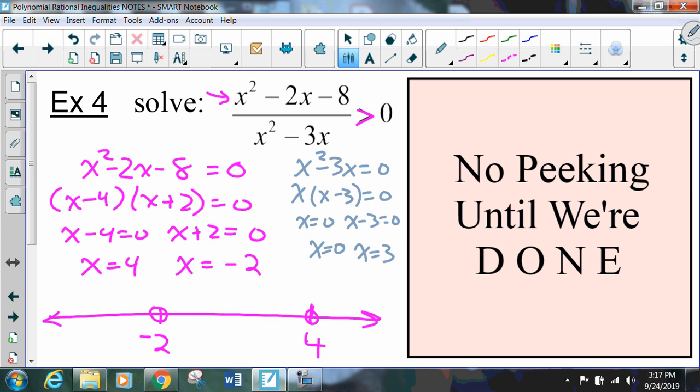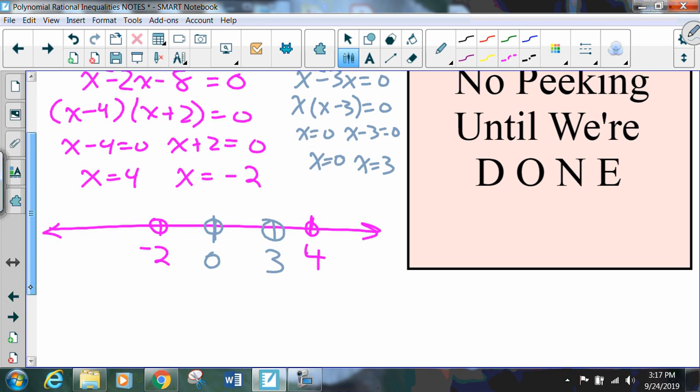What do you think, when we peek after we're done behind the screen and we see the graph? Where do you think our vertical asymptotes are going to be, right? So they're important, and we're going to place them on our number line. We've got 0, we've got 3, and now we're going to do a heck of a lot of testing, aren't we?